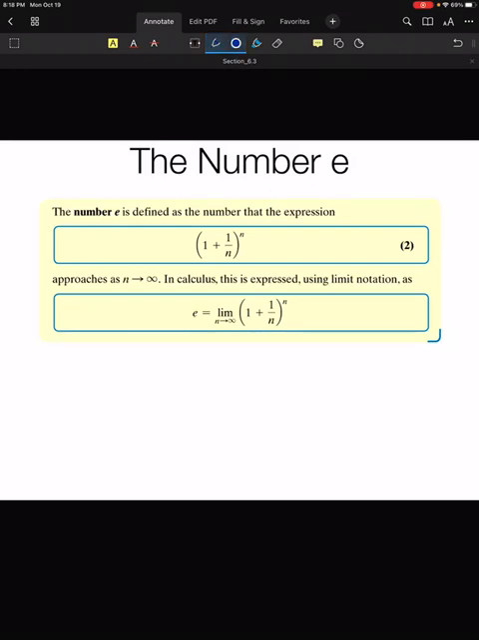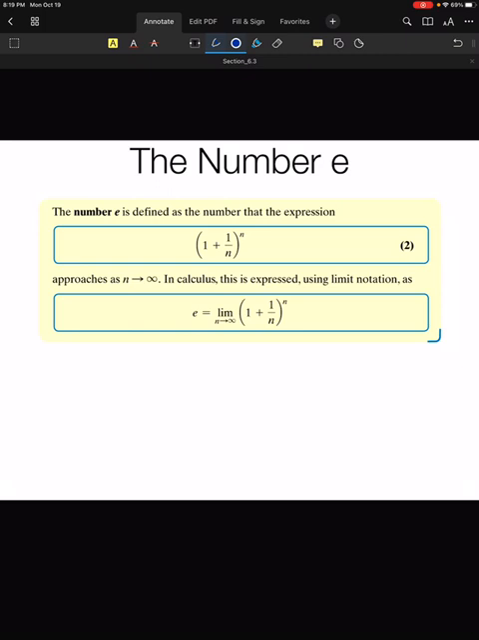Hi everyone, welcome back. This is our last video of section 6.3, and it's going to be about solving exponential equations, or solving equations that have exponents in them. But first, I want to introduce an important number that we're going to see for the rest of the course, and that you'll see throughout the rest of your mathematical career, and that's the number e.